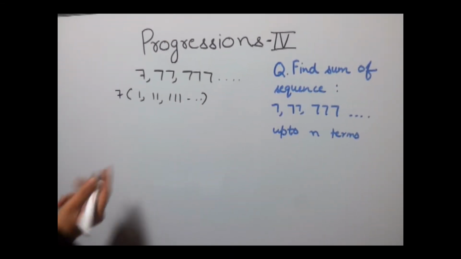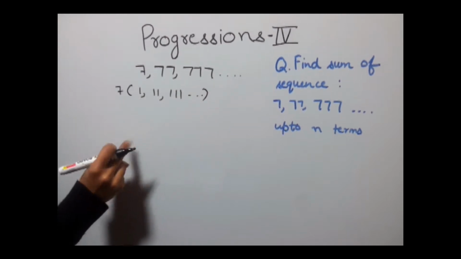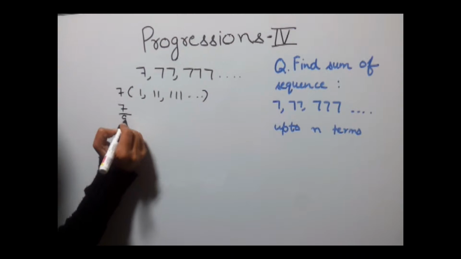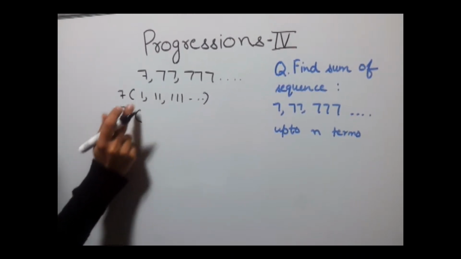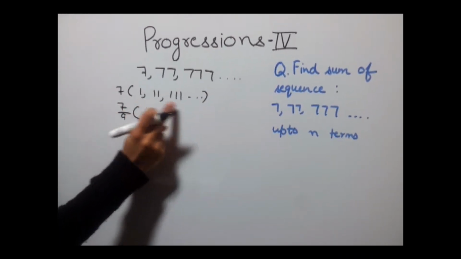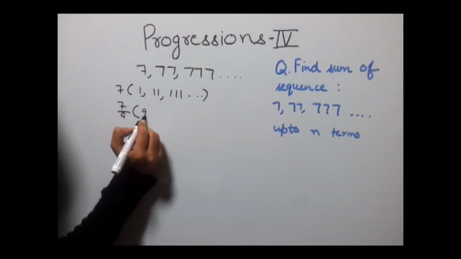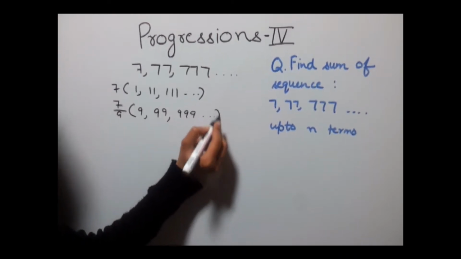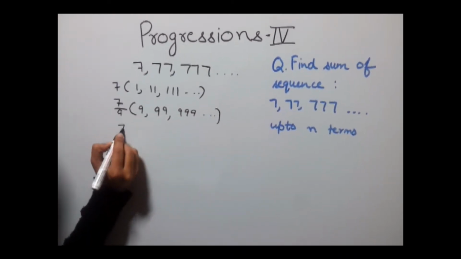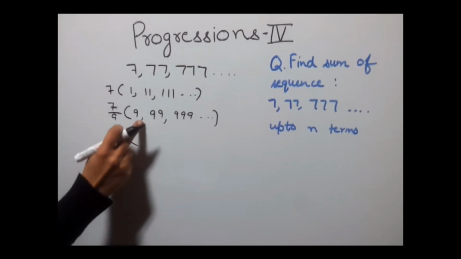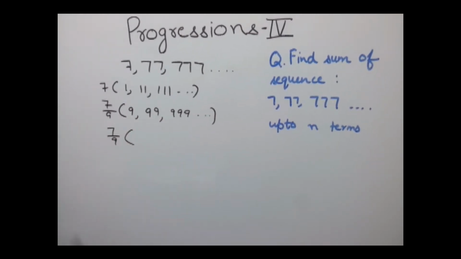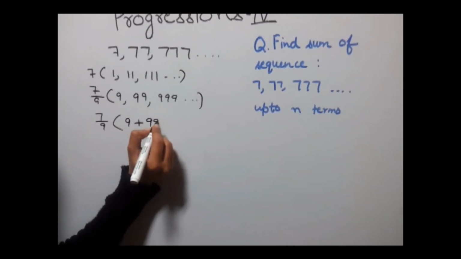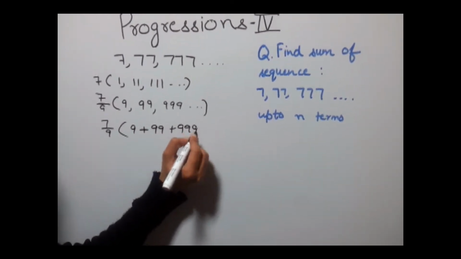In the next step, we will multiply this series by 9 and also divide it by 9 to equalize it. So dividing the series by 9 and taking it common, and now multiplying 9 into the terms will give us 9, 99, 999 and so on. Now we know this is the series and we need to sum it up. So this can be written as 9 plus 99 plus 999 and so on.